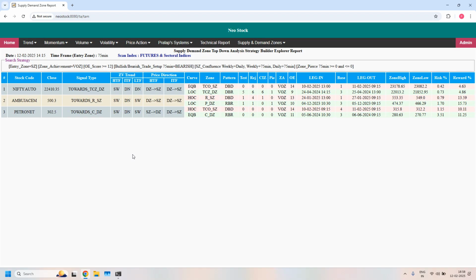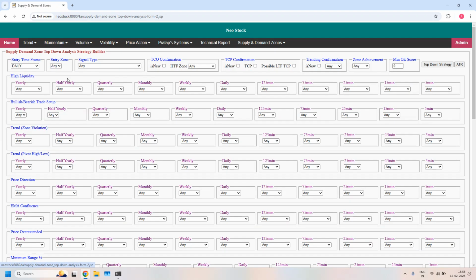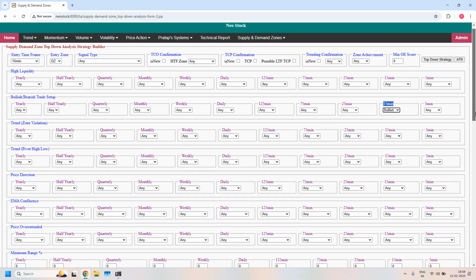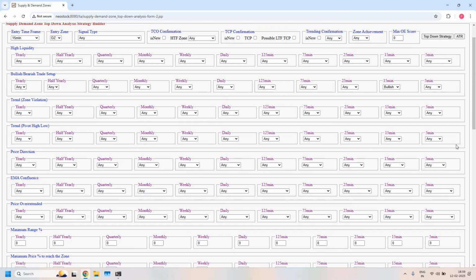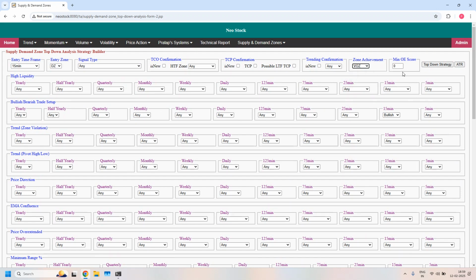Next, daily income trade bullish trade setup. Entry time frame is 15 minutes. Entry zone is demand zone. In bullish or bearish trade setup, at 15 minutes time frame, I am selecting bullish. And 15 minutes demand zone should not be pierced. So in the 15 minutes time frame, in the pierced count parameter, I am setting minimum value 0, maximum value 0. Zone achievement VOZ, minimum odd enhance score 12.